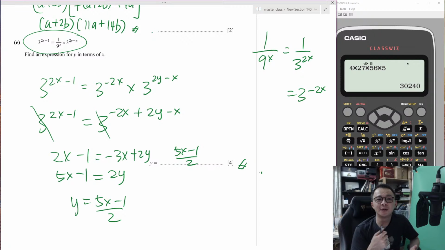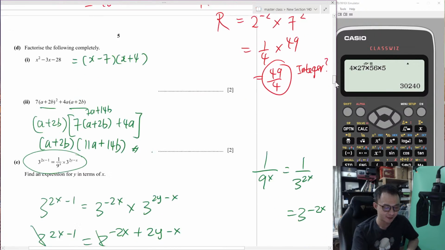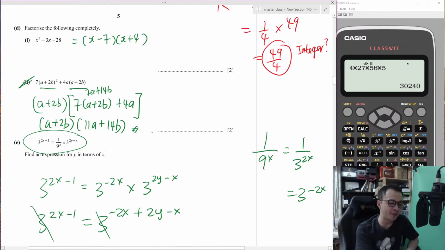Alright, so can you repeat the factorize? Okay, maybe I repeat this one more time because this one maybe is hard for some students.